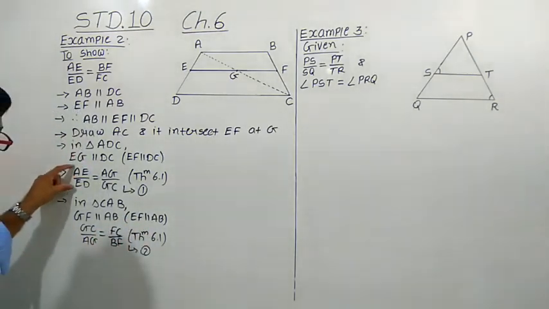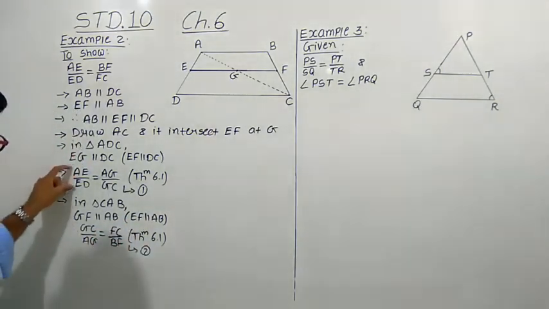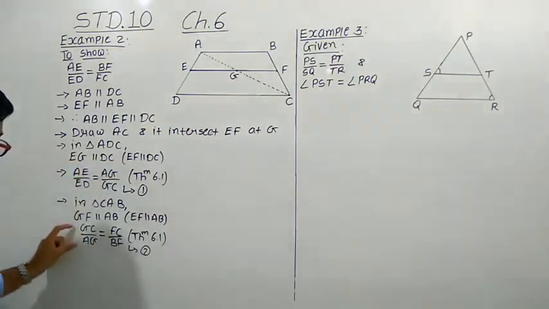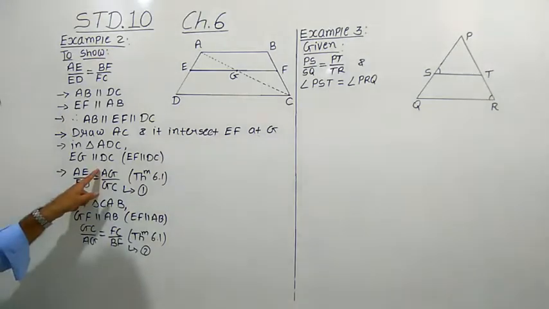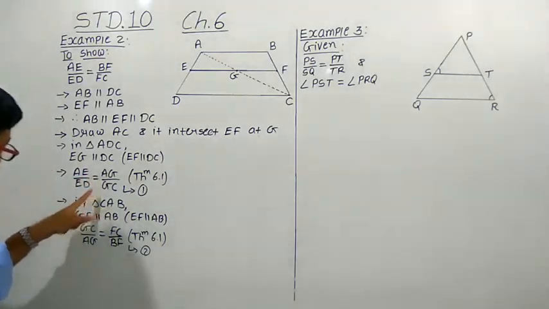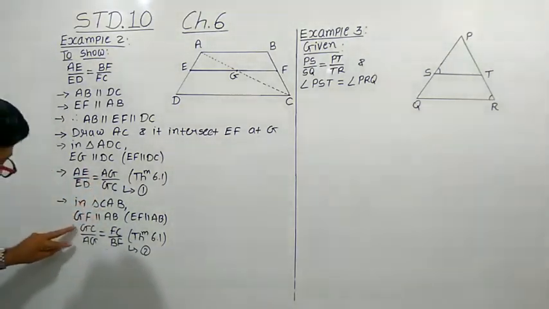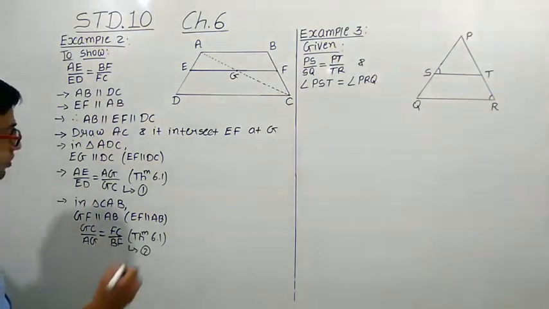See, now we can compare this AE upon ED and AG upon GC with this. But here the numerator is in the denominator, and whatever the denominator is here is the numerator. So now we can interchange this ratio, right?